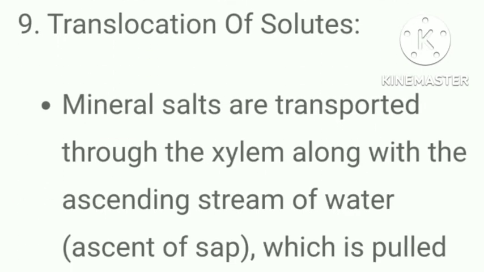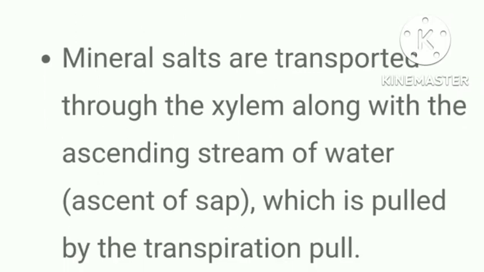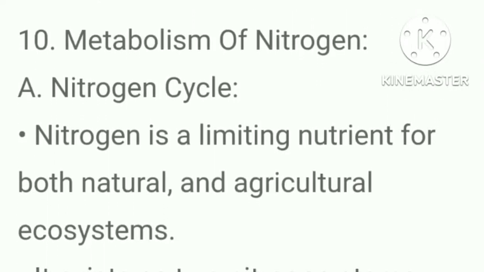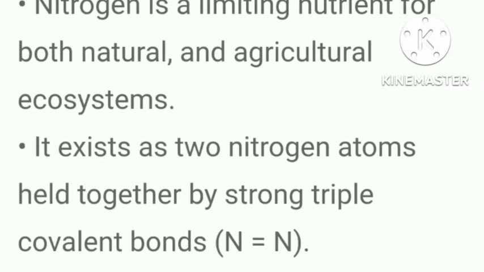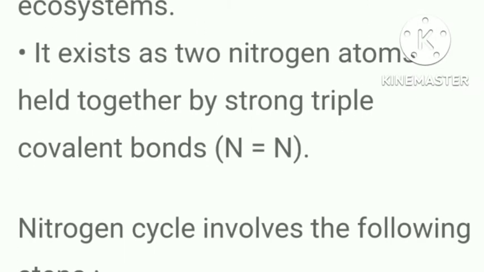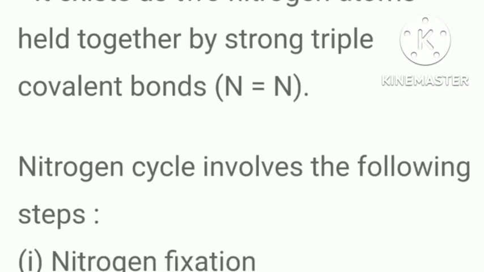Next, translocation of solutes. Mineral salts are transported through the xylem along with the ascending stream of water, ascent of sap, which is pulled by the transpiration pull. Next, metabolism of nitrogen. Nitrogen cycle. Nitrogen is a limiting nutrient for both natural and agricultural ecosystems. It exists as two nitrogen atoms held together by strong triple covalent bonds, N≡N.